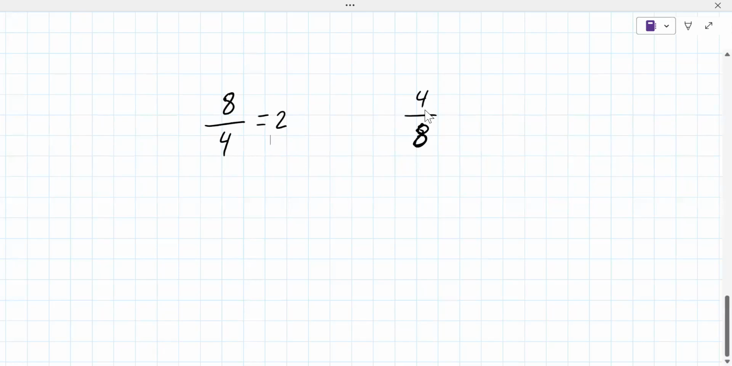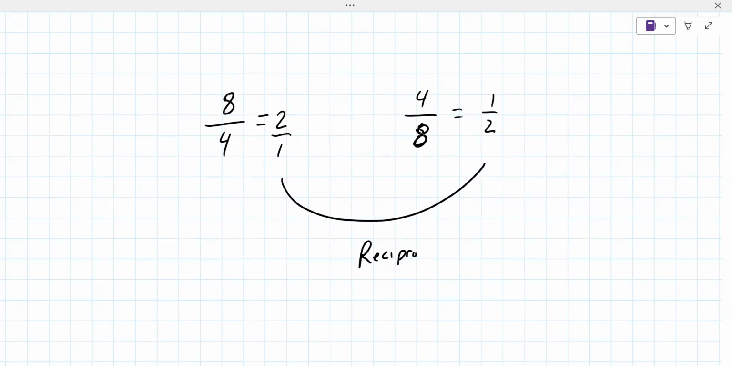Now, if you want to, maybe you can mentally flip this, but I would just recognize that 4 goes into 8 half. So how are these numbers related? Well, they are reciprocals, but that's about it. I would just say, okay, if the bigger number's on top, you get a whole number here too. You know, half of this is half.